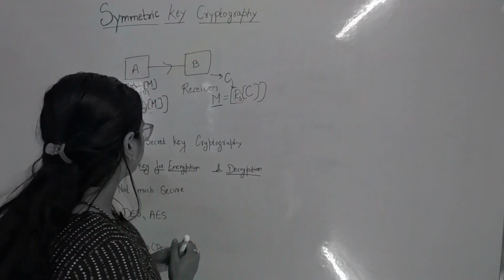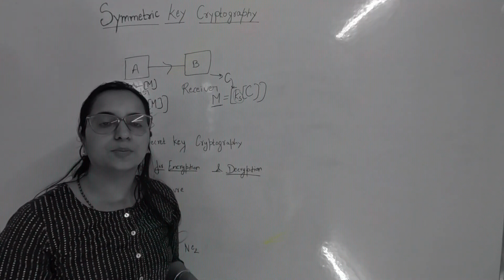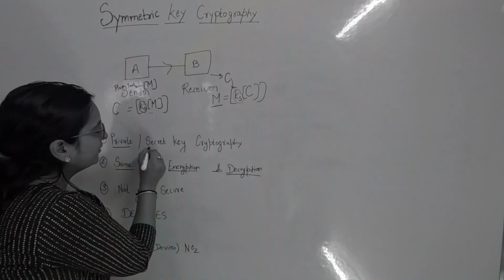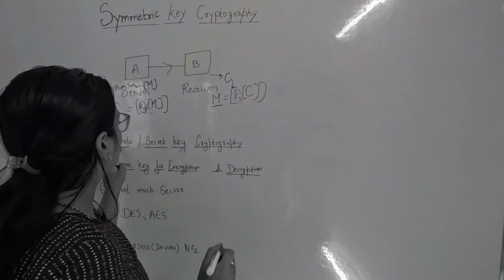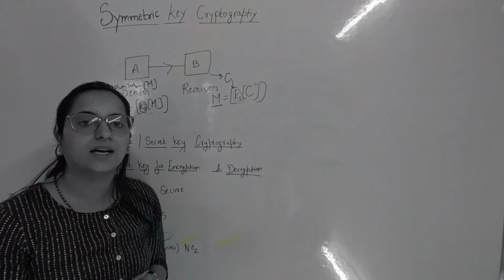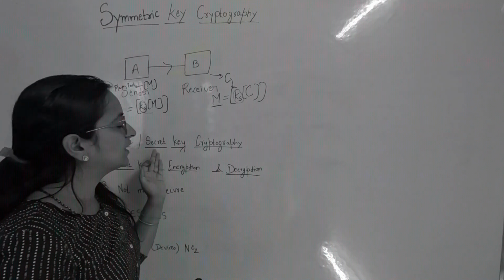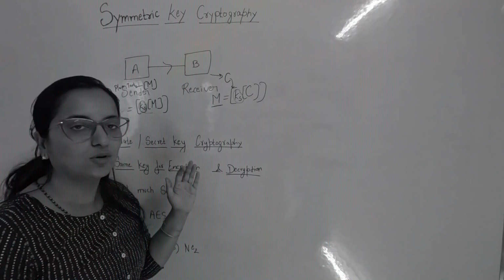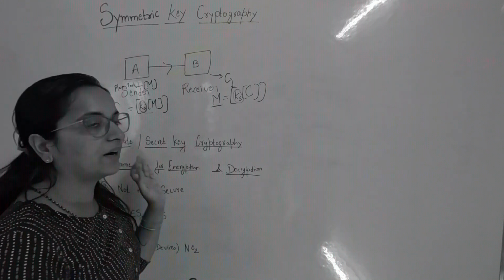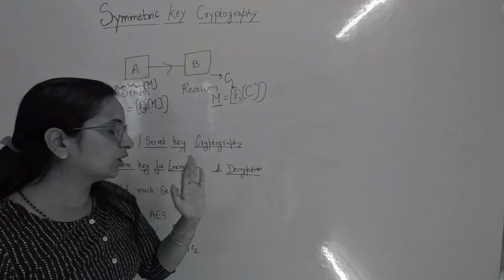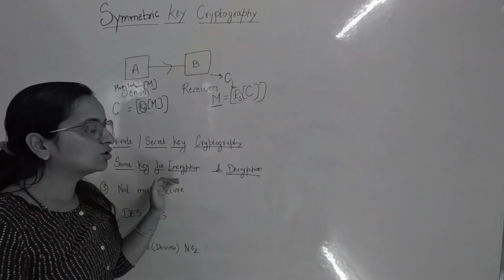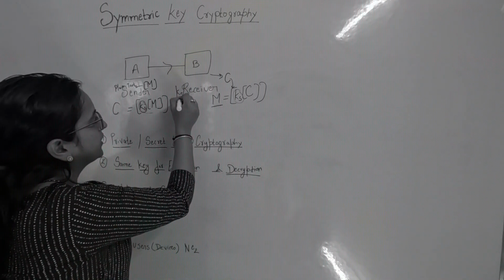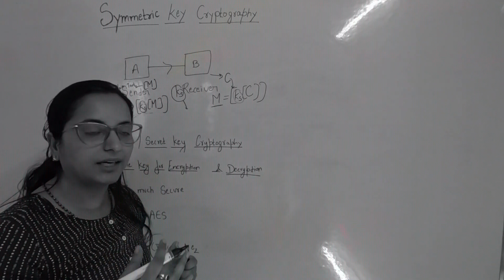Now some other important points for your competitive exams. Symmetric key cryptography is also called private or secret key cryptography. Sometimes in competitive exams the question is asked whether secret key cryptography is called symmetric or asymmetric key cryptography, so you have to remember this. Secret key cryptography or private key cryptography is also called symmetric key cryptography. We have already discussed that the same key is used for both encryption and decryption. We have seen only one key, key KS, which was used for both.